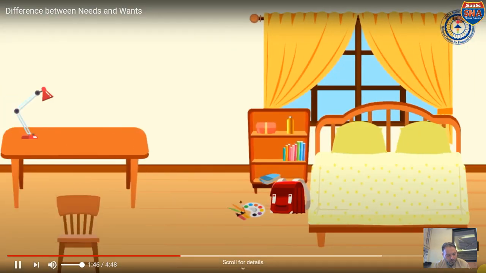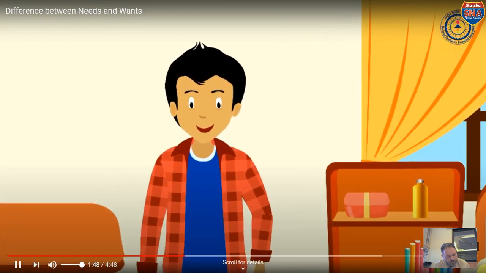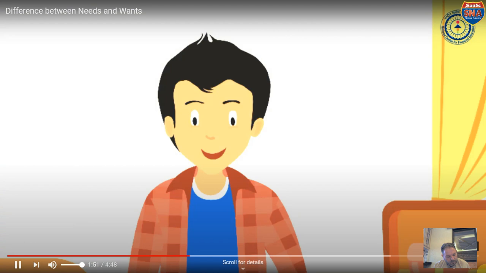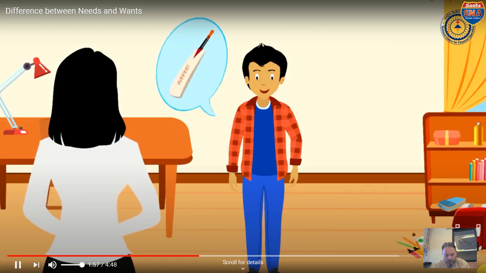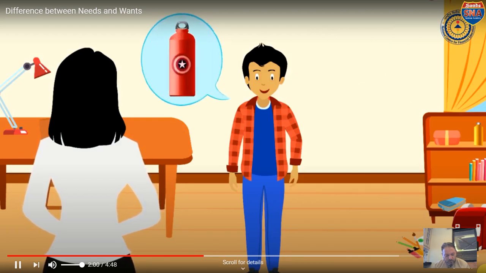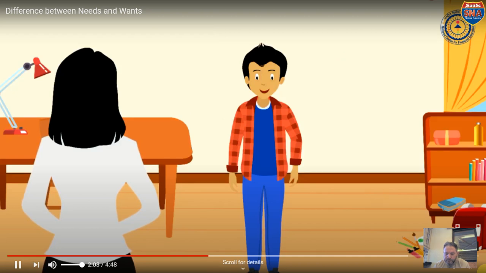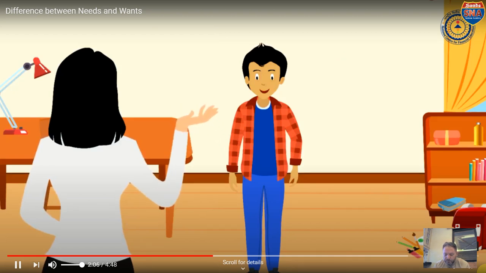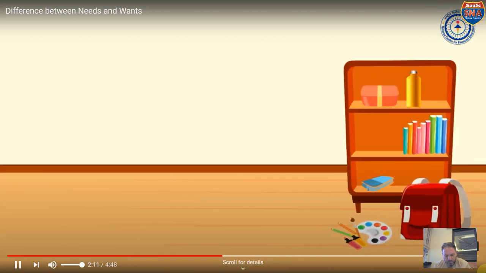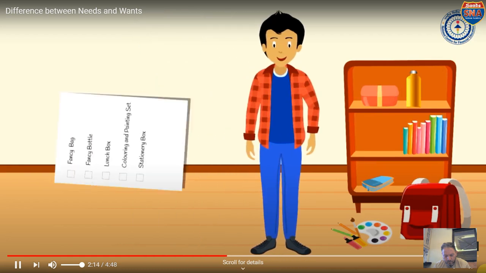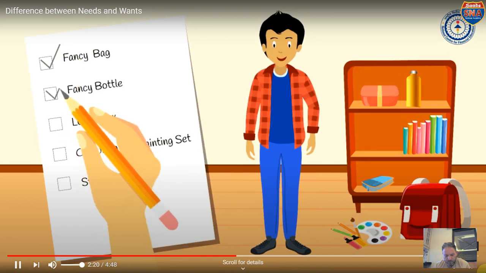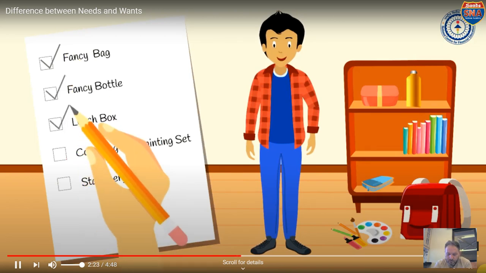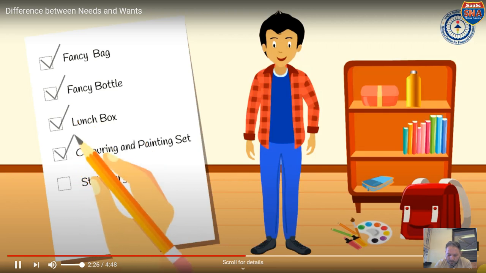Here is Praveen, who is all happy and excited to get back to school after his summer holidays. Praveen asks his parents to get him a new fancy bag, new shoes, new branded cricket bat, bottle, pens, etc. But Praveen's mom tells him to first clear his room and make a list of the previous year's supplies available. Let's help Praveen list down the things he already has. Fancy bag, fancy bottle, lunchbox, coloring and painting set, stationery box.